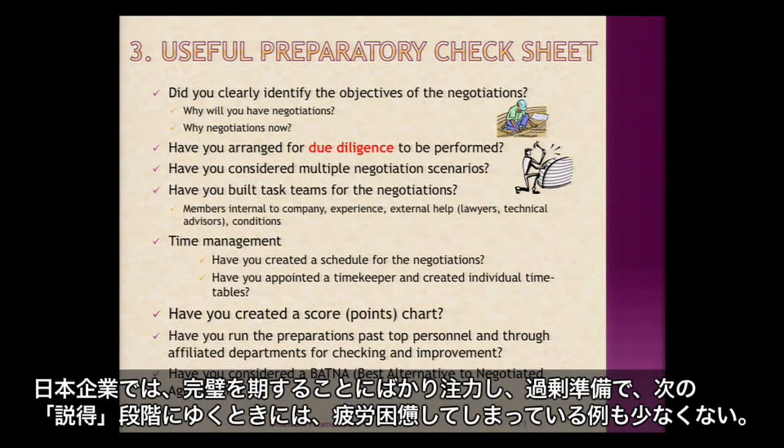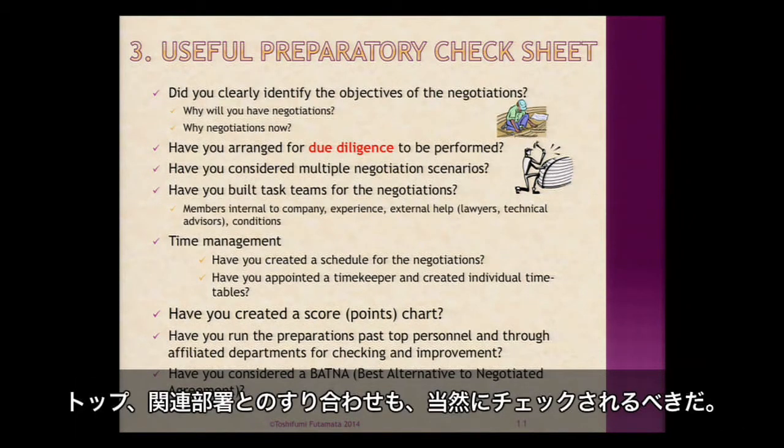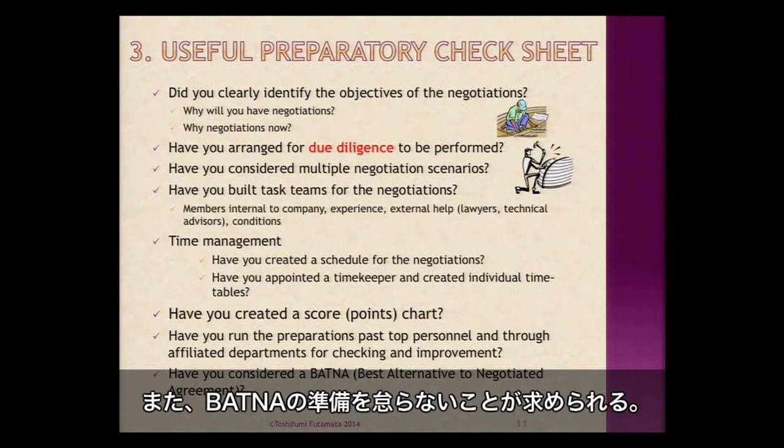Japanese companies tend to over-prepare and strive for perfection, and as a result, it is not uncommon for them to be totally exhausted by the time they proceed to the next persuasion stage. Negotiation preparation should naturally involve top management and the business and technical divisions. It is also important to prepare a partner without fail.